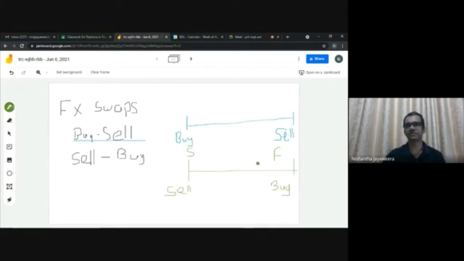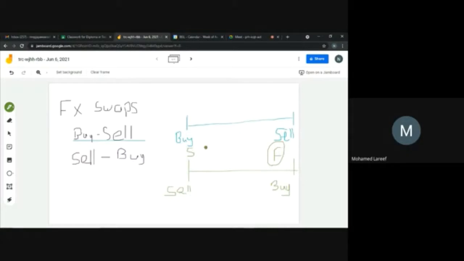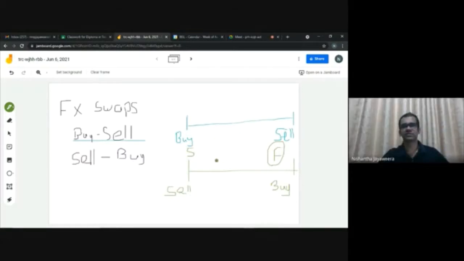What are the factors affecting this forward rate, or the difference between spot and forward? Interest rates. Interest rates of two currencies, because here there are two currencies involved. So what matters here is the interest rate. Depending on the interest rate differential, spot price can be greater than the forward price, or spot can be less than forward price. Depending on that, we say base currency is at a premium or a discount.